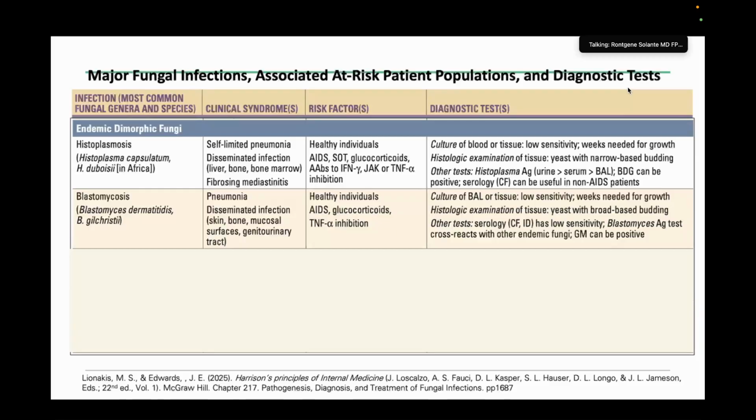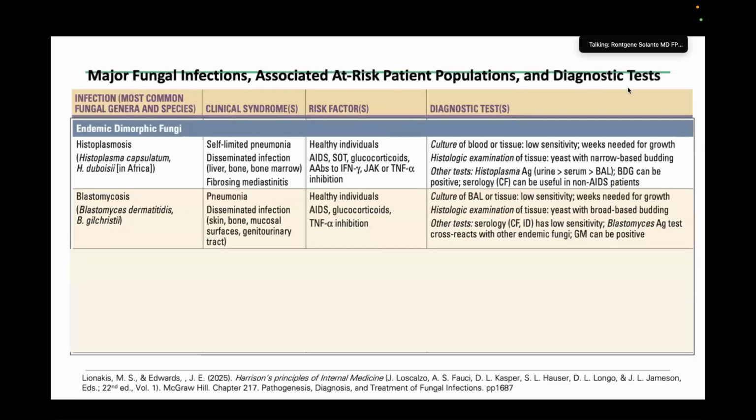But if this patient will have blastomycosis in the form of a disseminated infection, always remember these patients are severely immunocompromised. And that's where you'll have AIDS patients, those with glucocorticosteroids or those on immunomodulatory agents in the form of TNF alpha inhibitors. How will you diagnose blastomycosis?